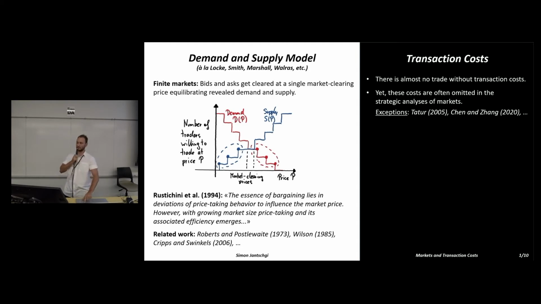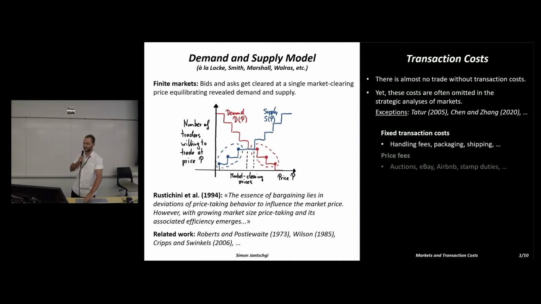But first, let me tell you about three examples. The first one is something that is often thought about when you think about external factors like handling fees, like packaging or shipping costs. Handling fees, for example, eBay charges 50 cents per transaction, no matter what the transaction is. And packaging or shipping costs are almost omnipresent in everyday life. Now, the second class is often thought of as inherently tied to market makers or online marketplaces.